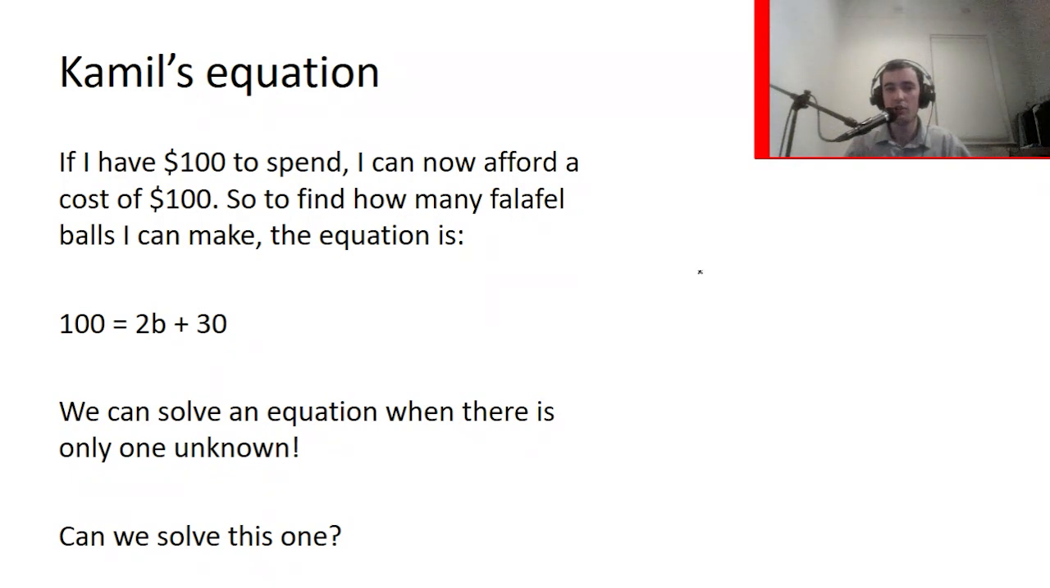We've got 100 equals 2b plus 30. I'm just going to rewrite this slightly. Now, if these two things are equal to each other, it doesn't actually matter which side is the left-hand side and which side is the right-hand side.